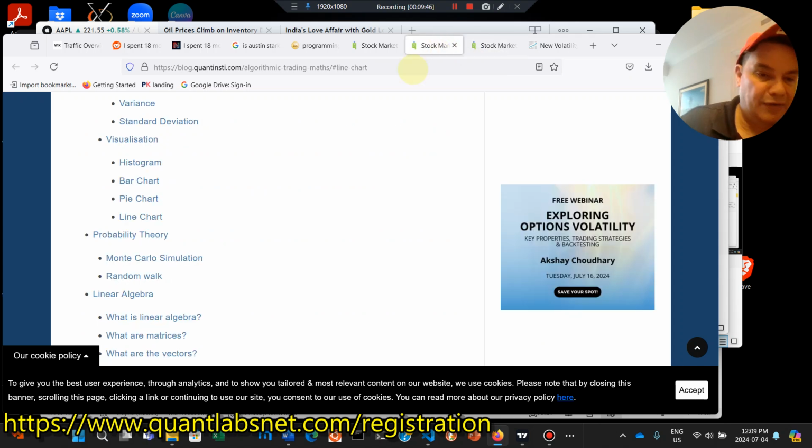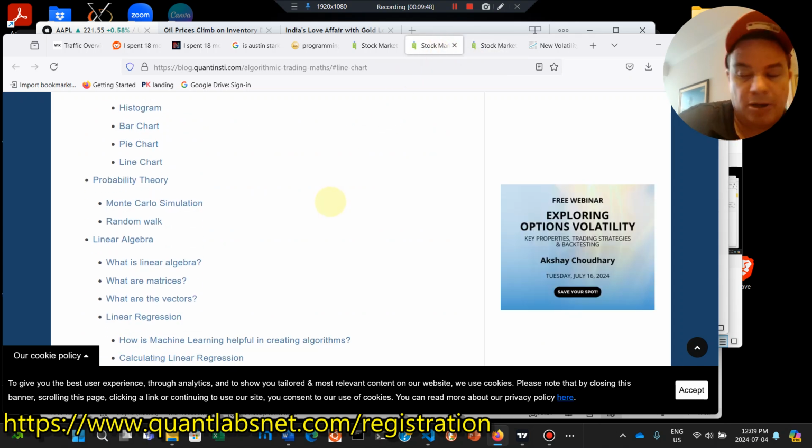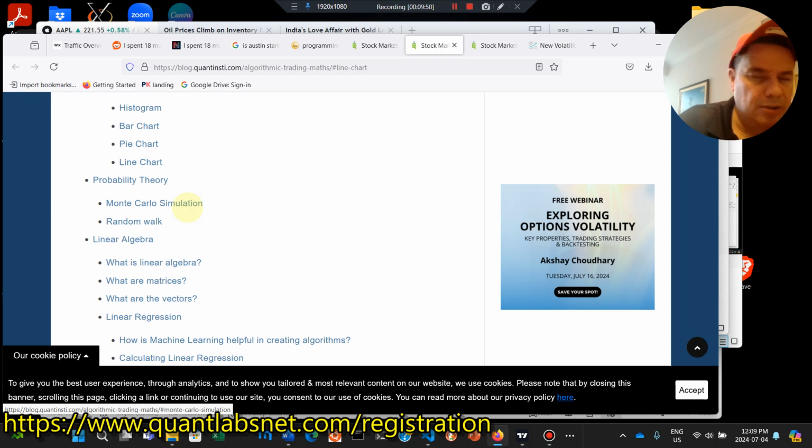Now, this is important stuff here that probably not a lot of people talk about. Monte Carlo simulations, just running back tests against a trading idea, which is fine.